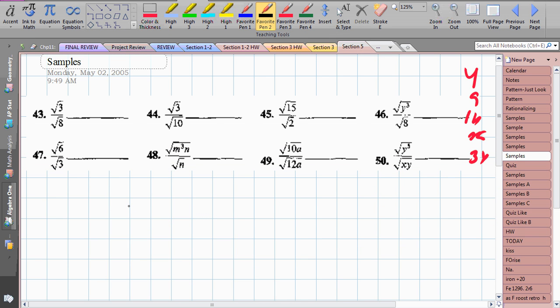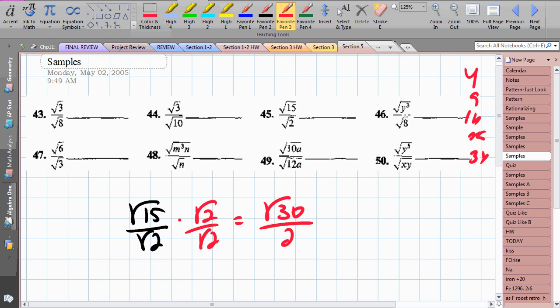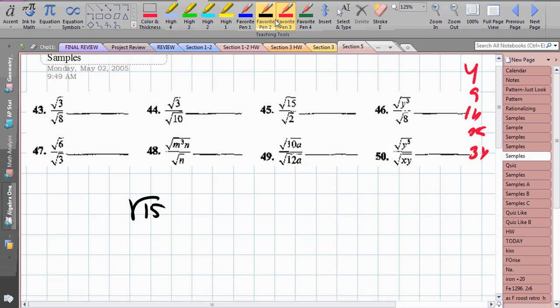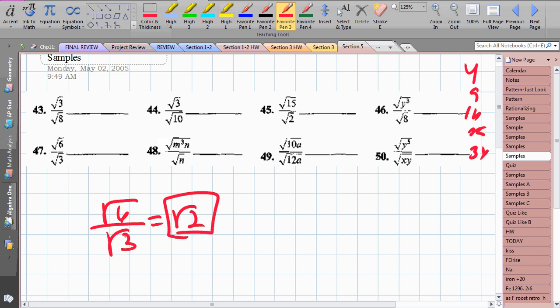The next one is radical 15 divided by radical 2. Well, 2 doesn't go into 15 evenly, so I need a trick. I'm going to multiply the top and the bottom by radical 2. So this is once again radical 30 all over 2. And we just said that radical 30 doesn't simplify, so that's our final answer right there. Let's try this one in here, 47. What's 47 look like? Well, radical 6 divided by radical 3. This is good. Radical 3 does go into radical 6, so that's just radical 2. They're both numbers. 3 does go into 6, and that one's easy to simplify.